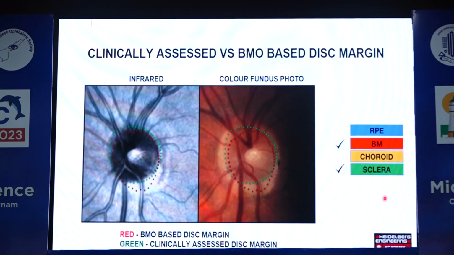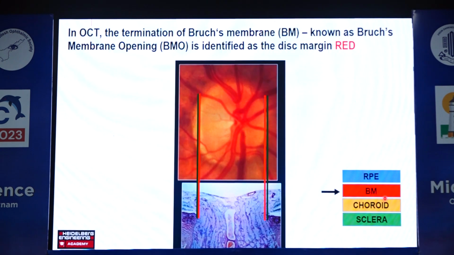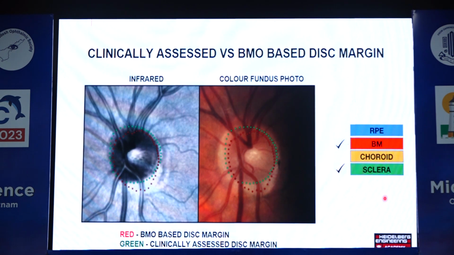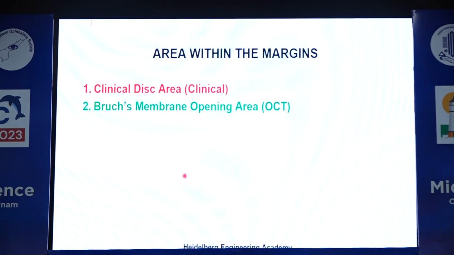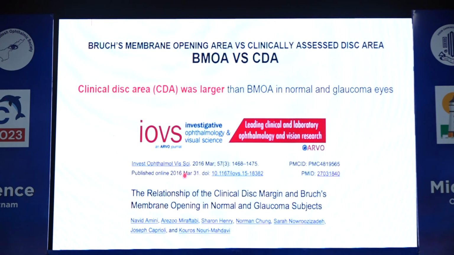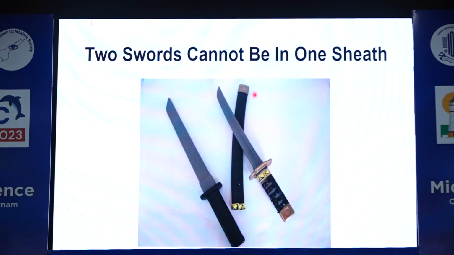So now we are confused between two, whether it is the Bruch's membrane ending or the scleral ending. We can't have two, right? Because you will have a clinically assessed margin, marked as the green dotted line, and another one, the BMO-based disc margin, that is the red dotted circle. So we can't have two, right? Because there will be two areas, the clinical disc area and the Bruch's membrane opening area, which is OCT based. The clinical disc area was larger than the BMO area in normal and glaucomatous eyes. It was well proved. So you cannot have two swords in a single sheath. You can have only one.